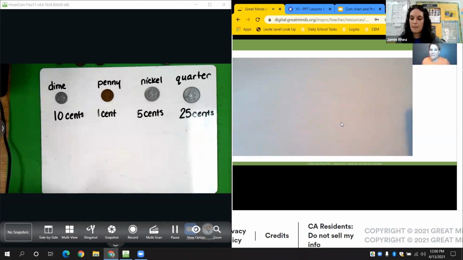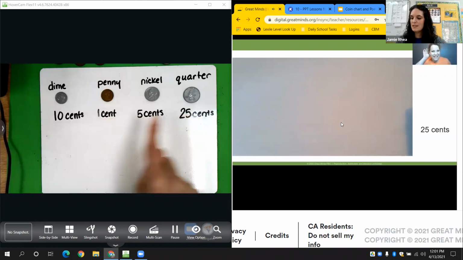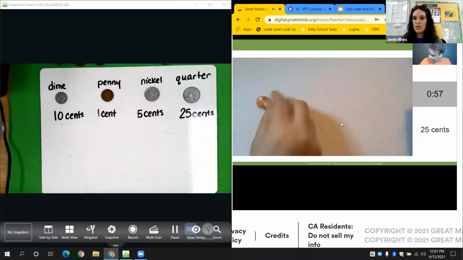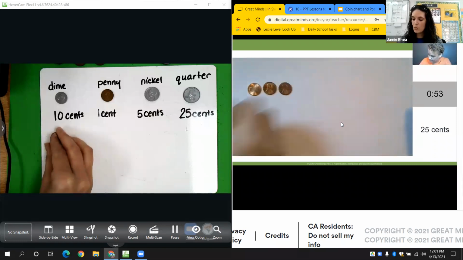So how many pennies make 25 cents? If a penny is worth 1 cent and I want to make 25 cents, I need 25 pennies. Count out 25 pennies and arrange them in 5 groups. I'll do the same. I'm going to give you about 1 minute for this. Go. If you have pennies, then go for it. I don't have 25 pennies, but we'll still count.